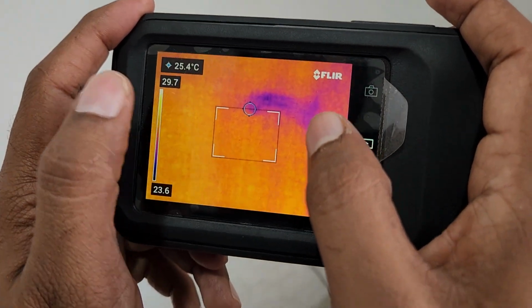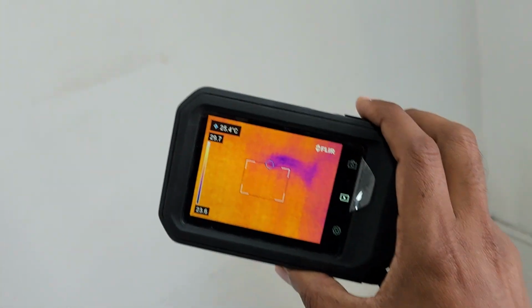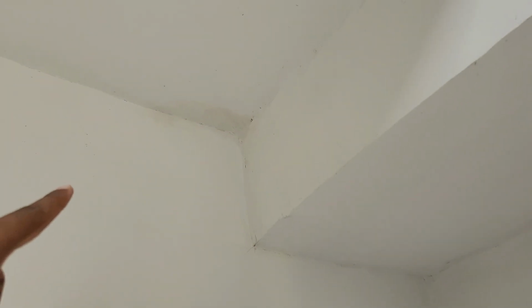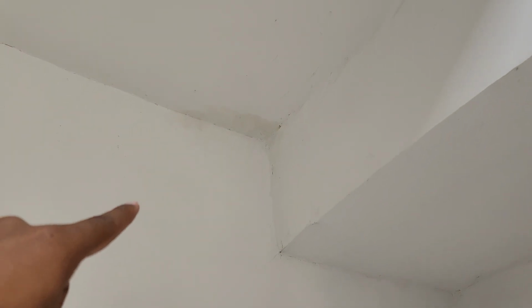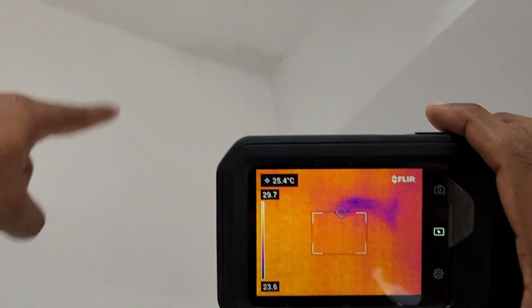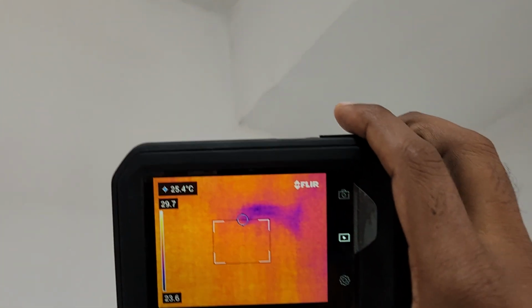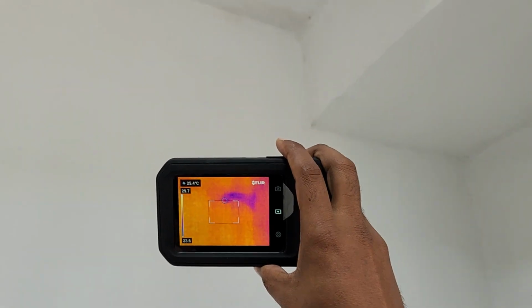This is the latest image. Yes, so I can say clearly that on the right portion there is the cold spot, and they can dig out here. Water is coming from that area and distributing to the other areas. So this is the one point we found.